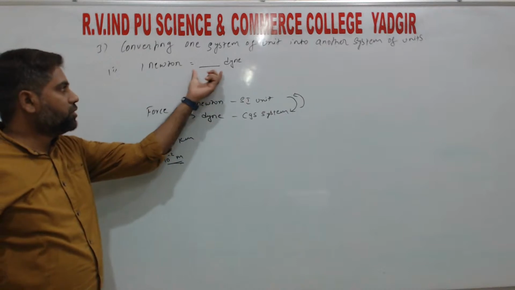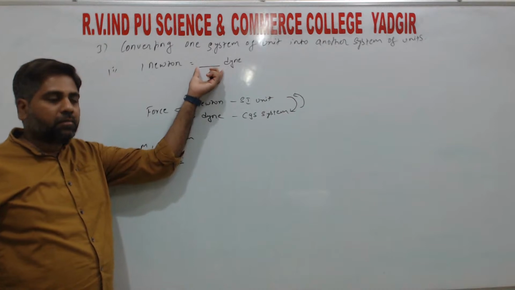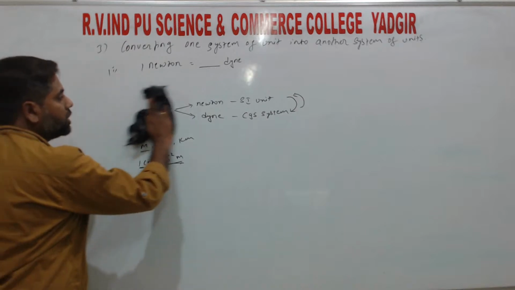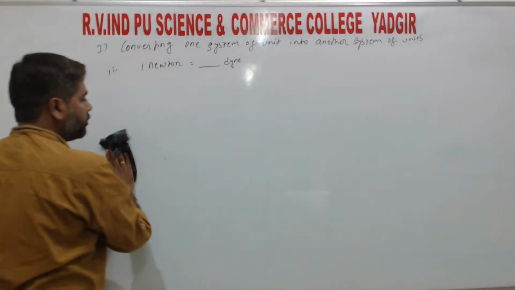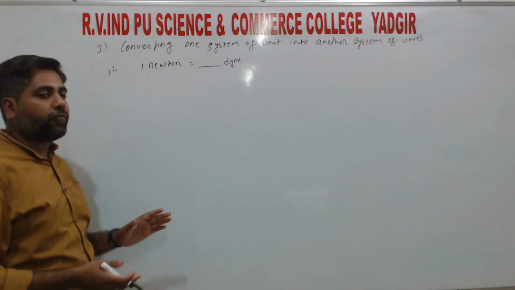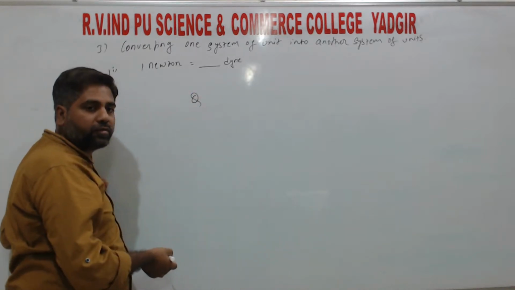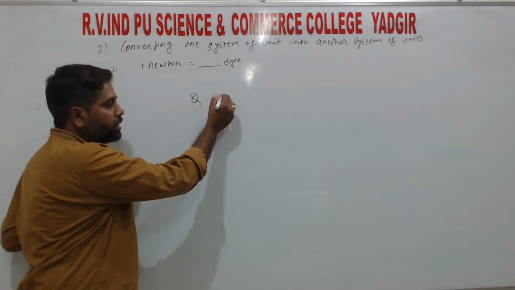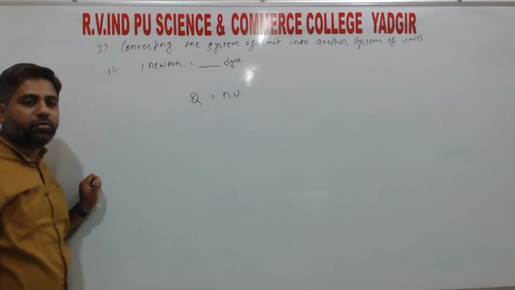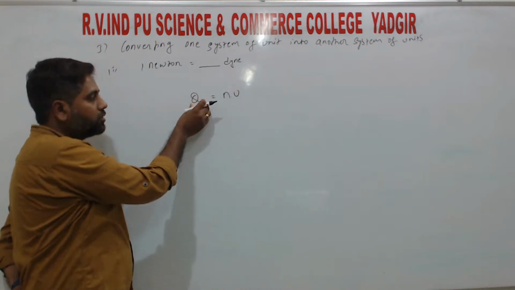So here, 1 Newton is equal to how much dyne? Here we need to find the value of dyne. That is again by using dimensional analysis. By using dimensional analysis, we are going to convert one system of unit into another system. If any physical quantity, say Q, is a physical quantity, it can be expressed by N into U, where N is the numerical value and U is the unit, right? Here we have two systems of units for the same physical quantity.